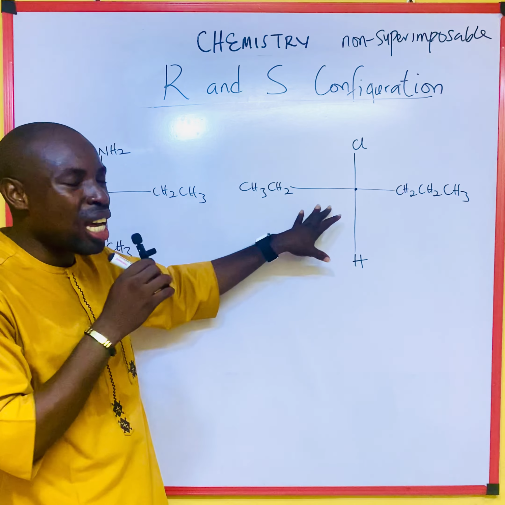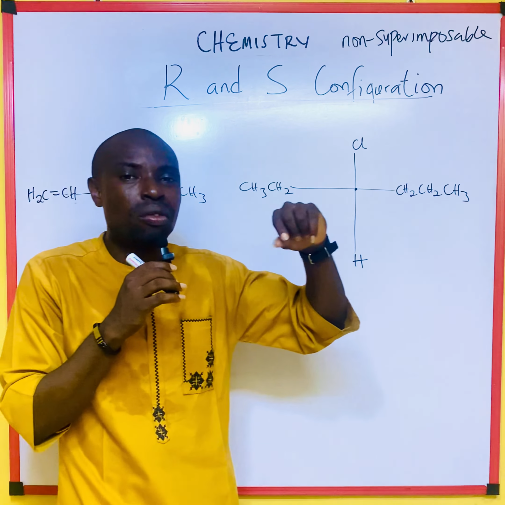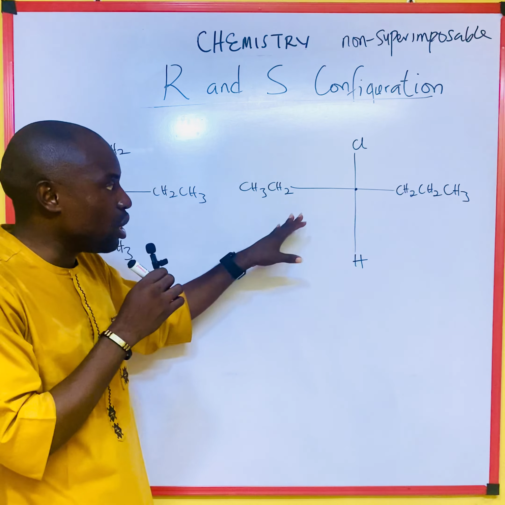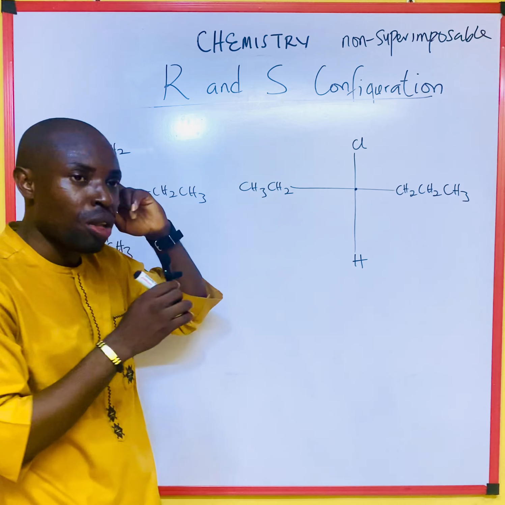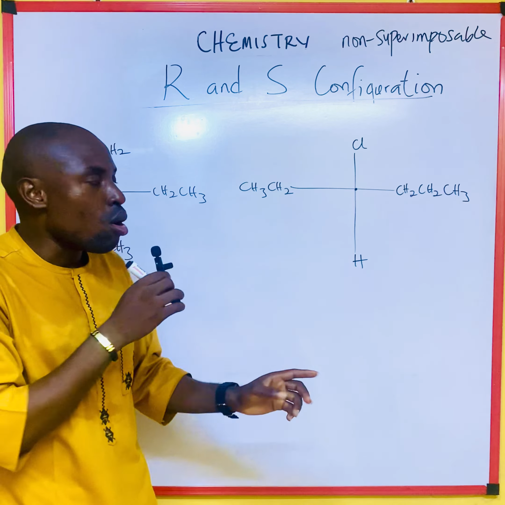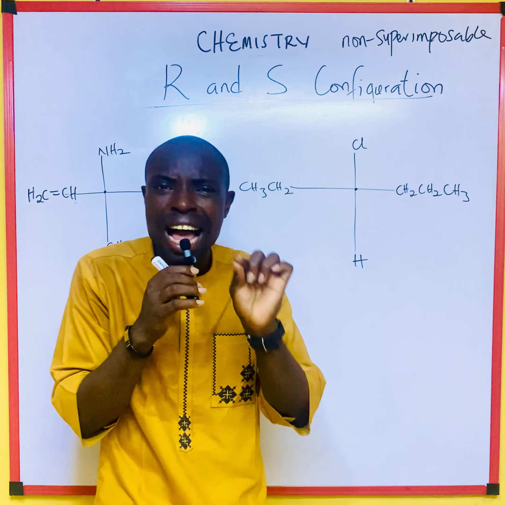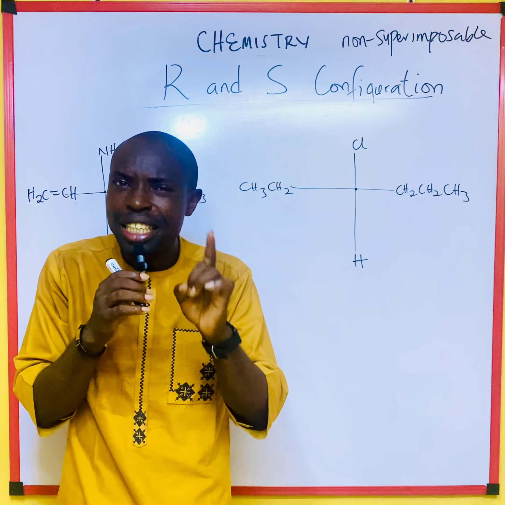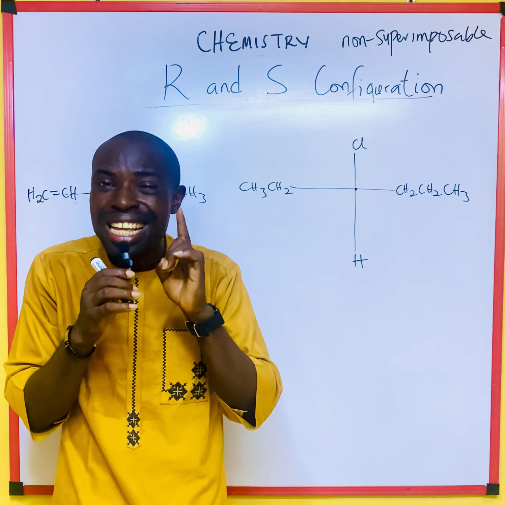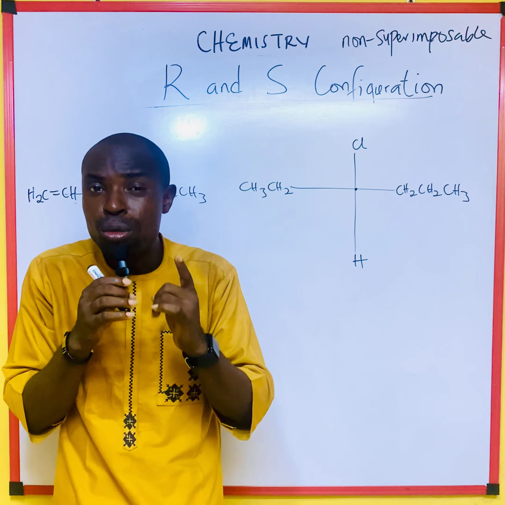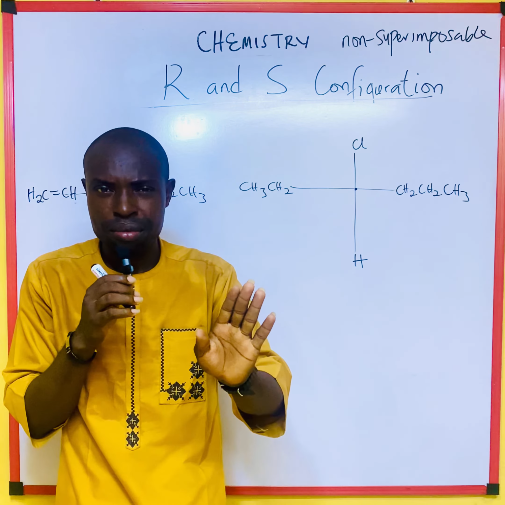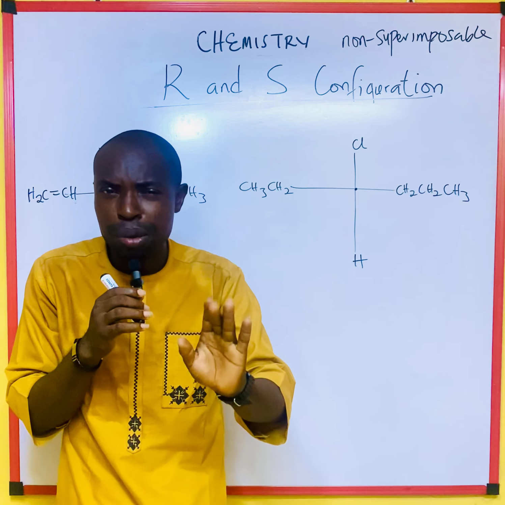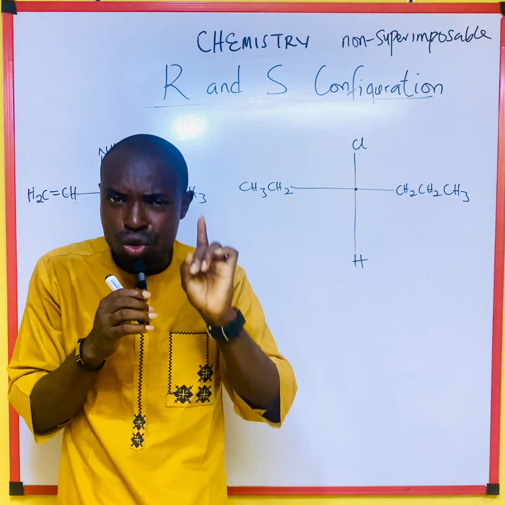Now, this is the Fischer's form. We have done that of the perspective form. This is the Fischer's form. Under this Fischer's form, take note, the least atom must always be, you see, everything in life has rules that guide it. When you fail to obey the rules, the consequences can be severe. This is common in all aspects of life. Rules are obeyed.